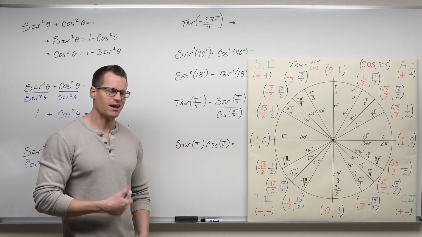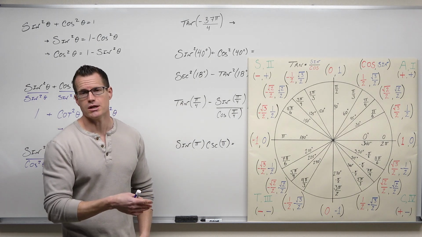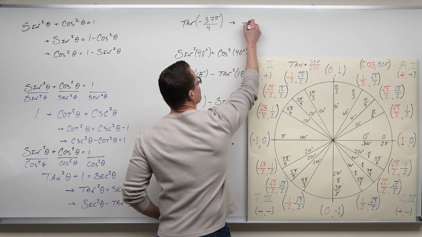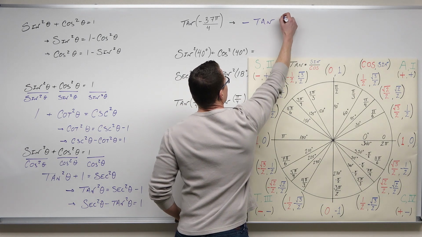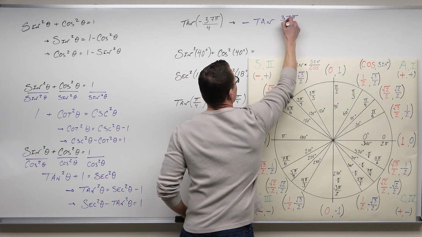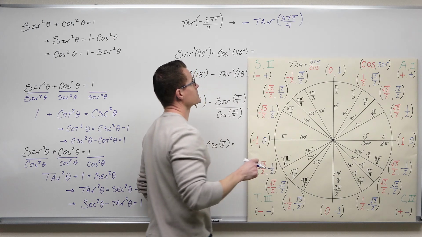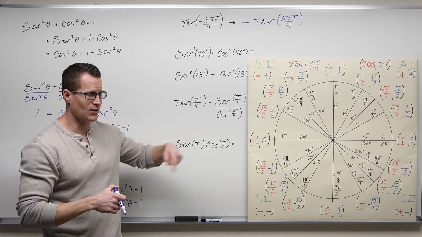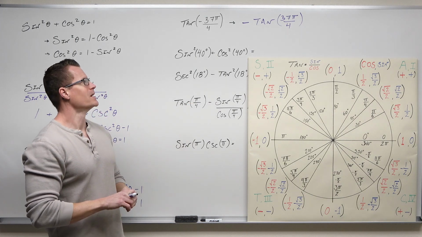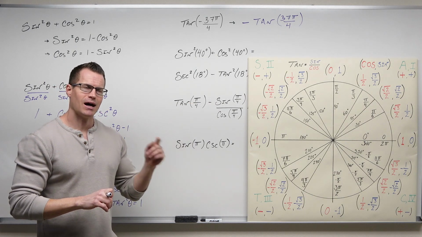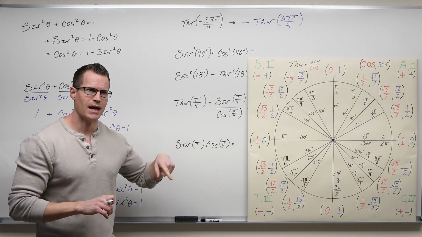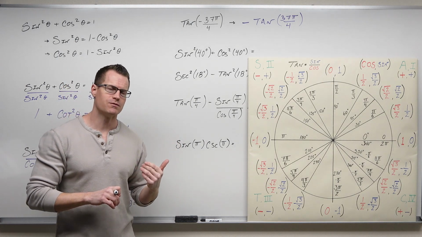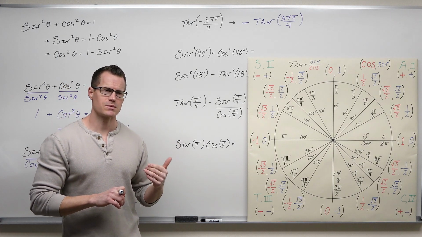I don't like dealing with negative angles. Let's change it. Because tangent is an odd function, we can write this as negative tangent of 37 pi over 4. That's obviously a lot of times around the unit circle. How many times, and where would you end after you made those revolutions? Well, that almost is a division concept, isn't it? So I'm going to show you something kind of special.